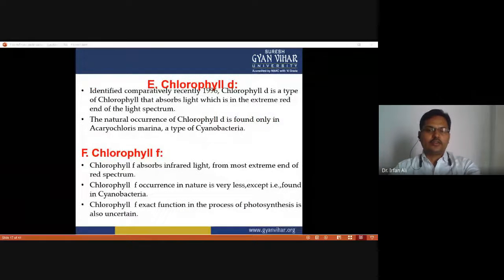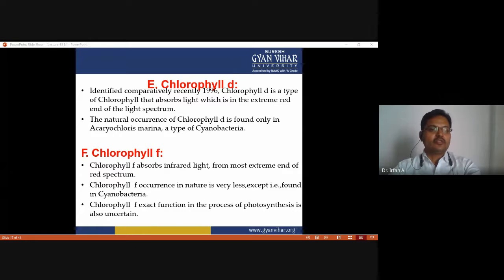And chlorophyll D is also found in some organisms, like in the cyanobacteria, for example, Acaryochloris marina. This chlorophyll D was identified comparatively recently, in 1996. Chlorophyll D is a type of chlorophyll that absorbs light in the extreme red end of the light spectrum. So each chlorophyll molecule absorbs light of a specific wavelength.